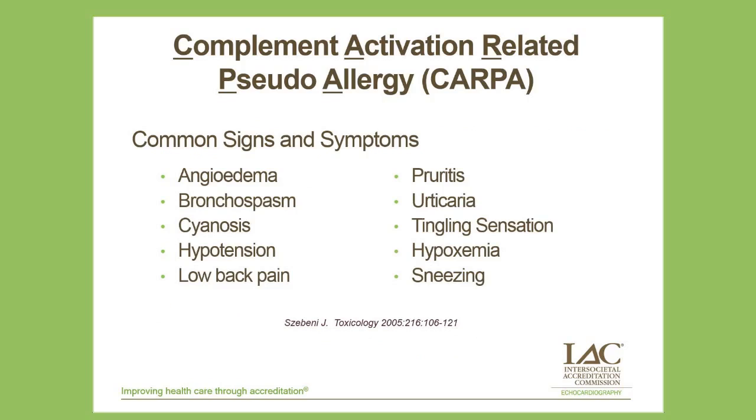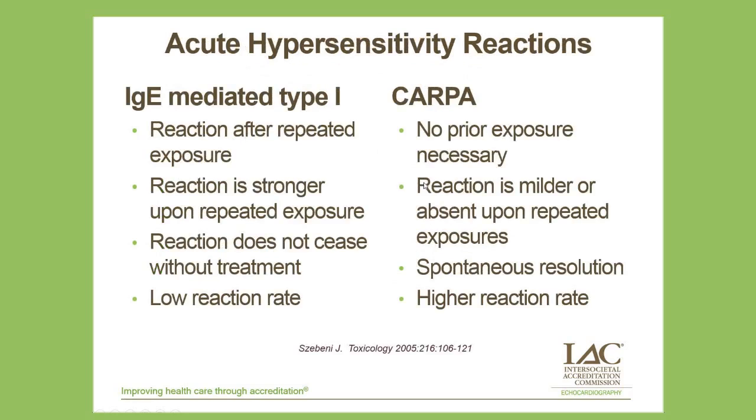Common signs and symptoms of CARPA reactions are similar to any other type of allergic reaction. In serious cases, angioedema, bronchospasm, cyanosis, or cardiovascular collapse with hypotension can occur. Lower back or flank pain is also a manifestation of CARPA reaction. It occurs somewhat more frequently, but is less serious. And, of course, in less serious cases, pruritus and urticaria may occur as well.